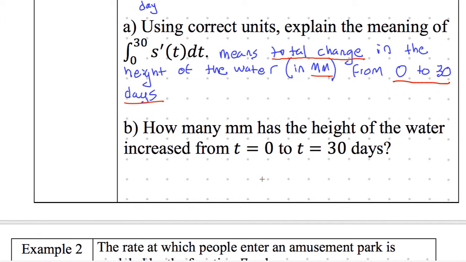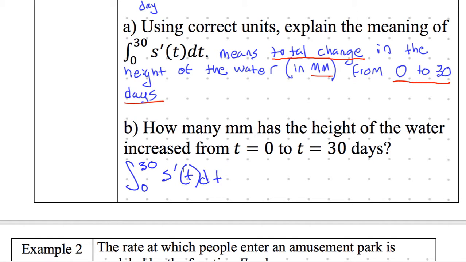All right, let's do B. How many millimeters has the height of water increased from 0 to 30 days? So now I'm trying to find that total change. What is that total change? Well, luckily we defined that the total change is from 0 to 30, that integral. So let's calculate the integral from 0 to 30 of s prime of t. How am I going to do that? With my calculator.